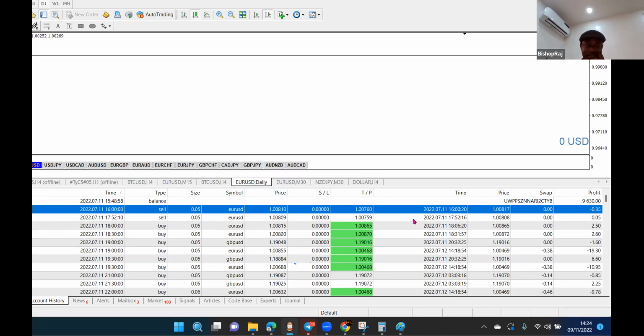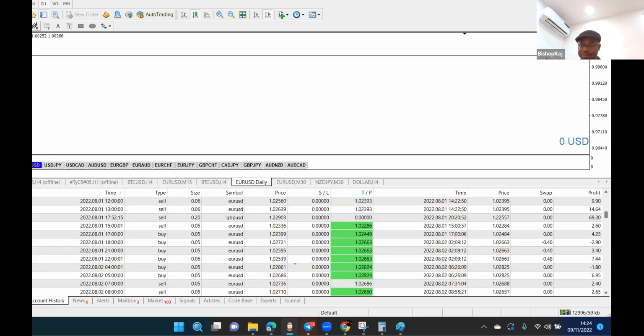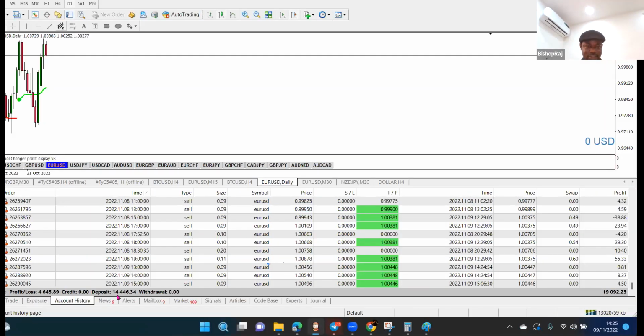So look at this account. If I go down sometime around 11th of July, this account was credited with 9,630. If I pull this down to the end, you would see that this account had a total deposit of 14,000 and has made a profit of 4,645. Let's do the math.